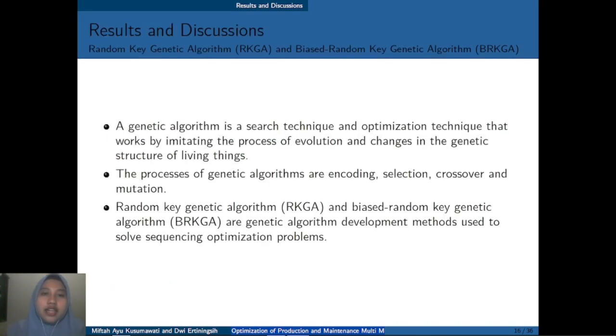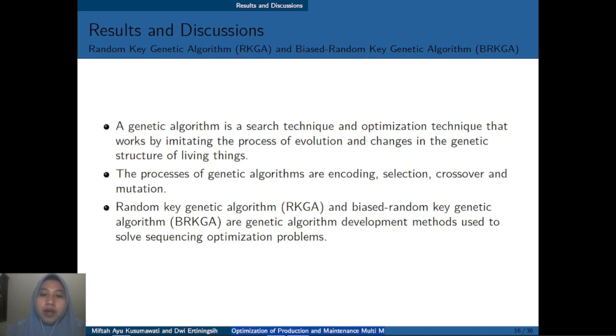Next, results and discussions. As previously mentioned, there are two methods used to solve this problem: random key genetic algorithm and biased random key genetic algorithm. A genetic algorithm is a search technique and optimization technique that works by imitating the process of evolution and changes in the genetic structure of living things. The processes of genetic algorithms are encoding, selection, crossover, and mutation.